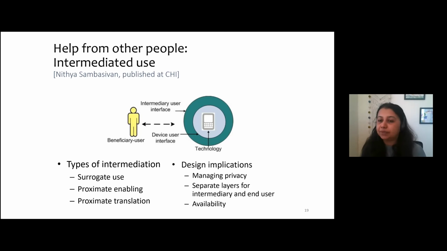For example, how do you manage privacy, and how do you design separate layers for the intermediary user and the beneficiary user? And once the intermediary user who's helping you walks away with the technology, how do you enable 24/7 access to the beneficiary user? So lots of interesting design implications.